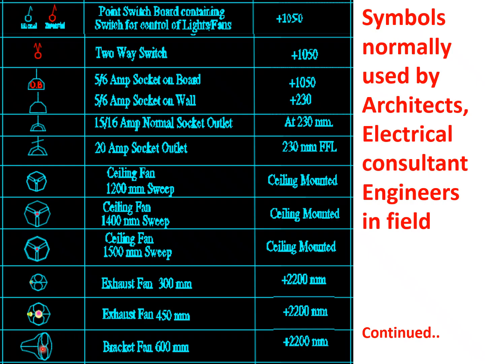Then we use a bracket fan, 600 mm size tube. This is provided at the corner top of any room for a special purpose.